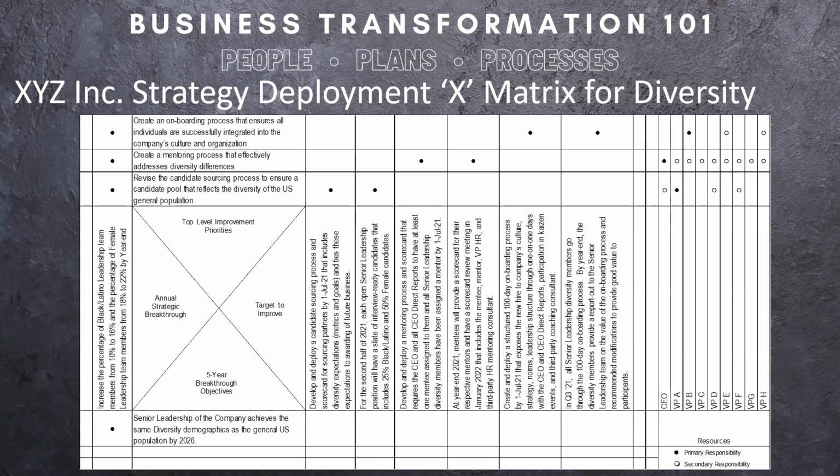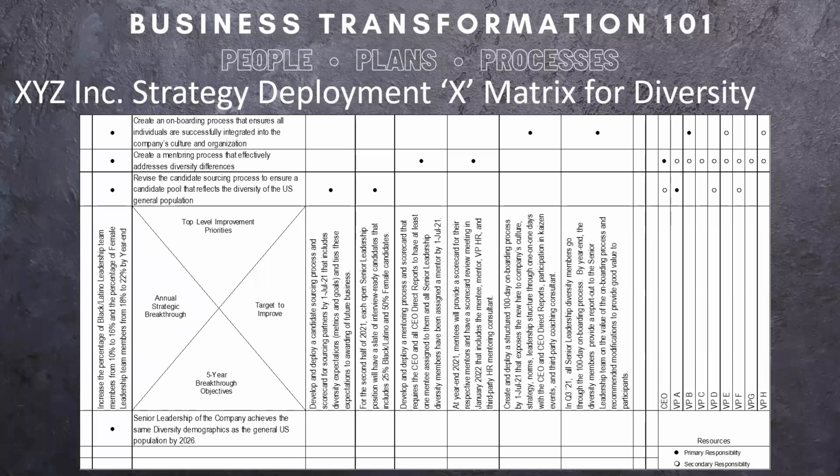The strategy deployment matrix, as shown here, is a simple, powerful tool to visually communicate the objectives, improvement priorities, and resources. The matrix lists the 5-year strategic breakthrough objective, the annual strategic breakthrough objective, the improvement priorities, the targets to improve, and the responsible resources that were all defined as part of this process. The solid and open dots tie these elements together and show the flow of logic for the elements.